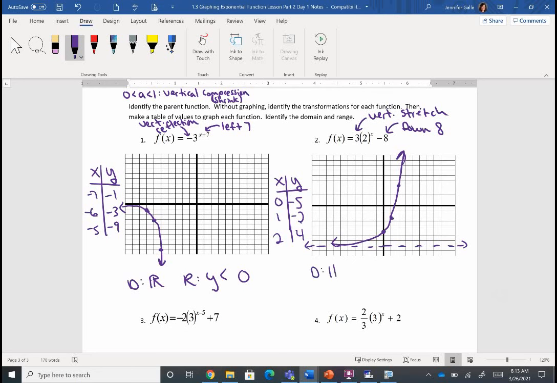Domain, guys, don't even give it a second thought. When we're working with exponentials, we can put whatever we want in for that x. We're not going to have something weird like dividing by 0 or trying to take the square root of a negative. That doesn't work either.